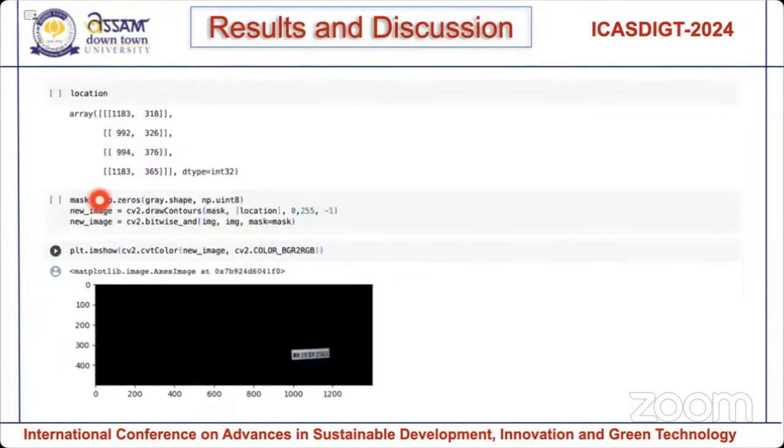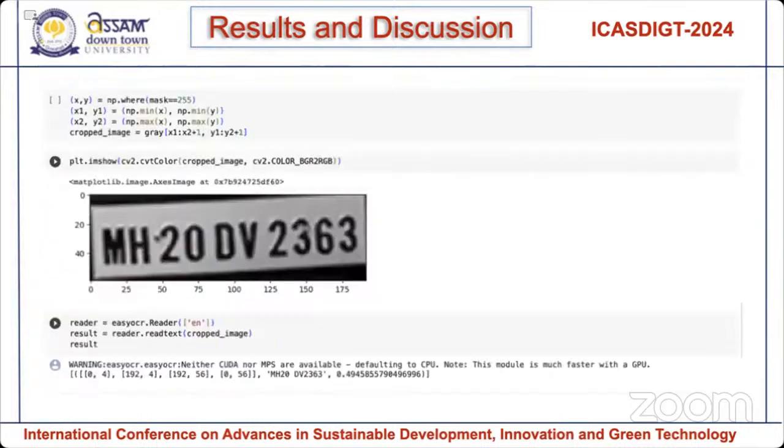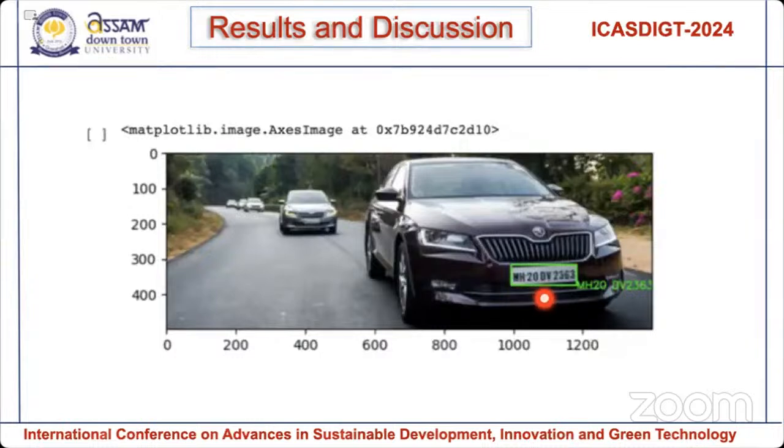We'll then add a mask on the region of interest, which will black out the whole image except the region of interest. Then from the region of interest, we'll crop the image, and we'll apply our OCR on top of it. With the OCR applied, we'll be able to detect the text present inside it. And then we'll display the text on top of the image, along with overlaying a bounding box on it.